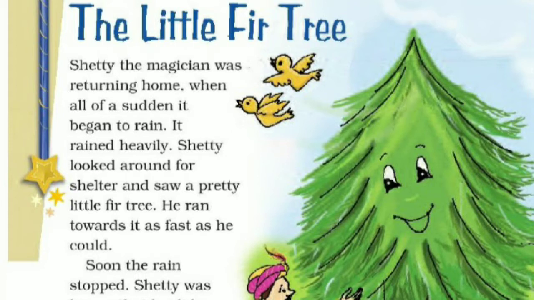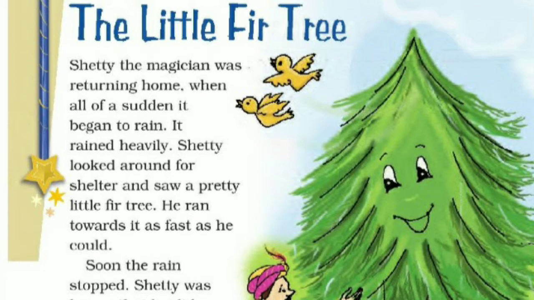Shetty, the magician, was returning home when all of a sudden it began to rain. It rained heavily. Shetty looked around for shelter and saw a pretty little fir tree. He ran towards it as fast as he could.